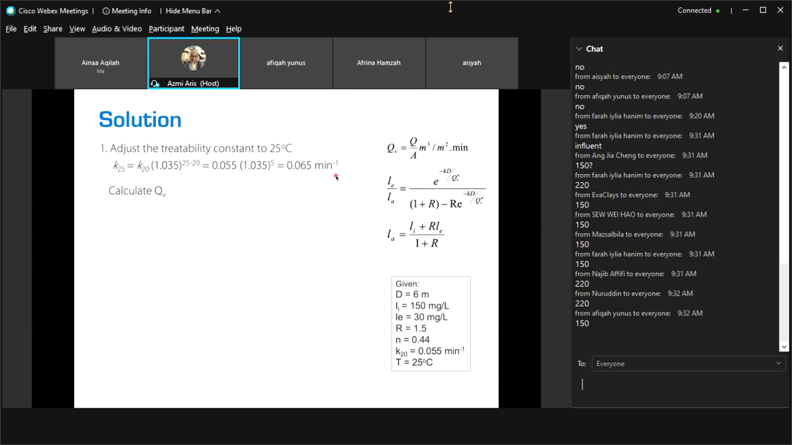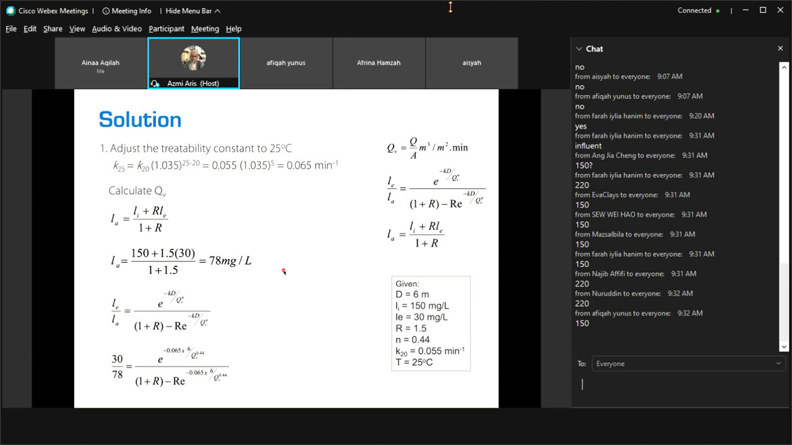And then from there, we will calculate QV from this equation. Okay, so we will use this equation, LA equal to LI plus RLE. We can solve this LA, because we have LI 150, this is 1.5, so we will get 78 milligram per liter for LA. LE is equal to 30.